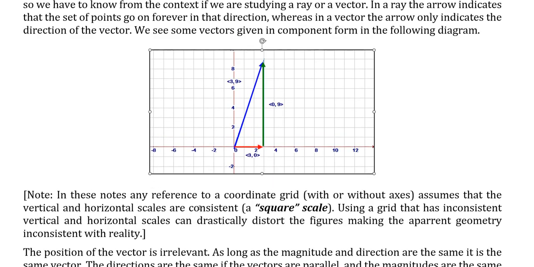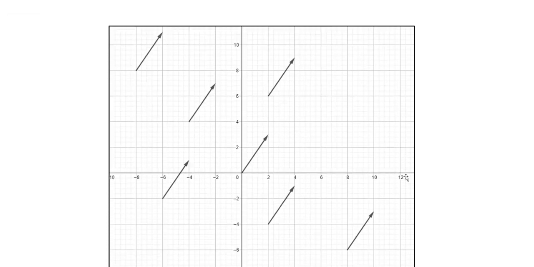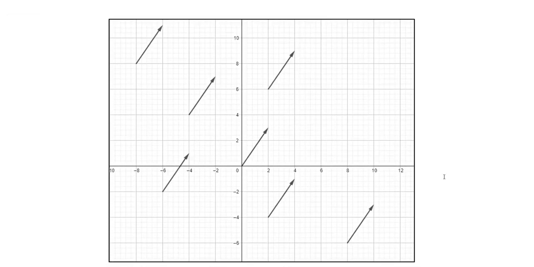Now, so a vector has magnitude and direction, but the position of the vector is irrelevant. As long as the magnitude and direction are the same, it's the same vector. What does that mean? Well, directions are the same if the vectors are parallel, and the arrow's on the correct end on both of them. And the magnitudes are the same if they have the same length. Okay? So if we have the vector 2, 3, that means we go right 2 and up 3. It doesn't matter where we start. So for example, all of these are the same vector. These are the vector 2, 3, every one of these.